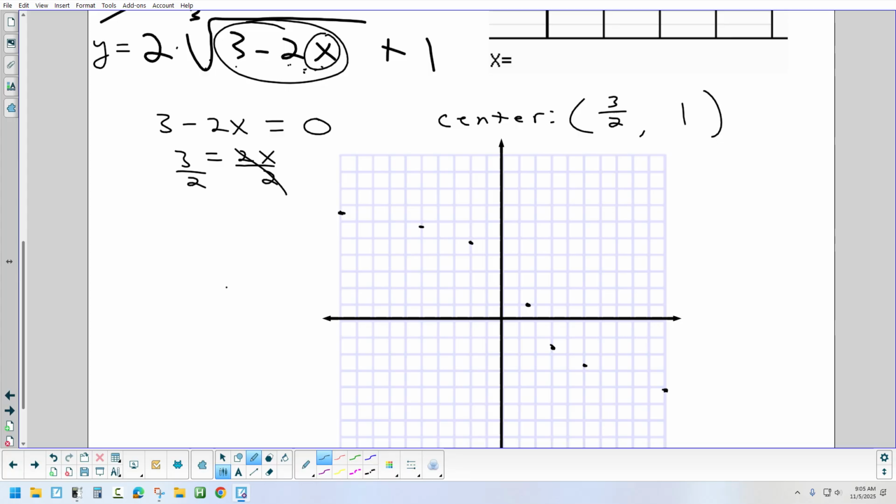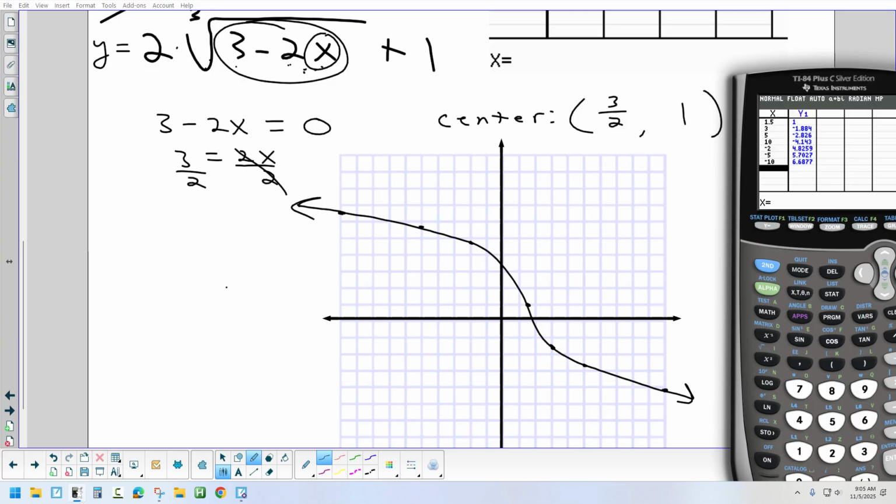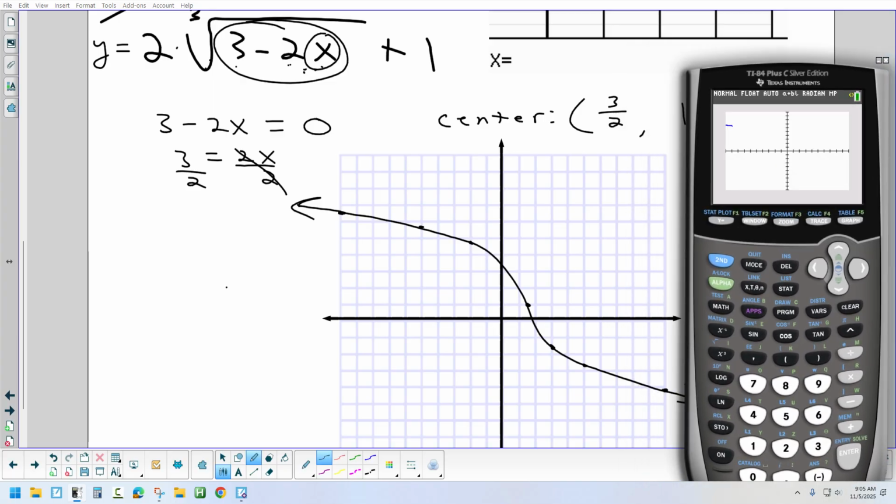And now just make your sketch. So it's going to kind of come down like this. Curve. And it continues in each direction, just like that. And that's your sketch. Any question on that one? Okay. Let's check it with the calculator and see how we did.